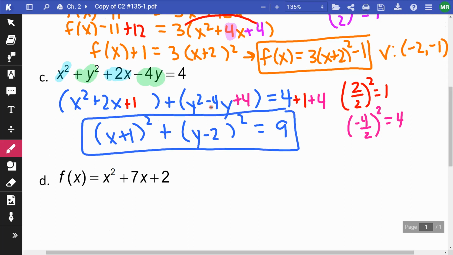And then they want us to find two things: our center, which is whatever makes this 0, which is -1, and whatever makes this 0, which is 2. So it's going to be -1, comma 2. And then my radius is the square root of this because r squared is what's here. So the square root of 9 is 3. So my radius is 3.